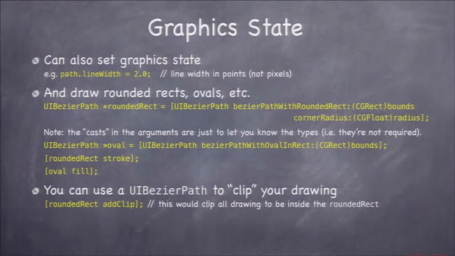Rounded rect, for example, could be used to clip your drawing. So if you wanted to draw some kind of pattern, but you wanted it to be inside a rounded rect, you just get a rounded rect, just like earlier in the slide there, and say addClip. And from that point on, all your drawing will be clipped to be inside that Bezier path. Okay? And there's ways to add more clipping, to turn off your clipping, that kind of thing. So clipping is an important piece of UIBezierPath as well.